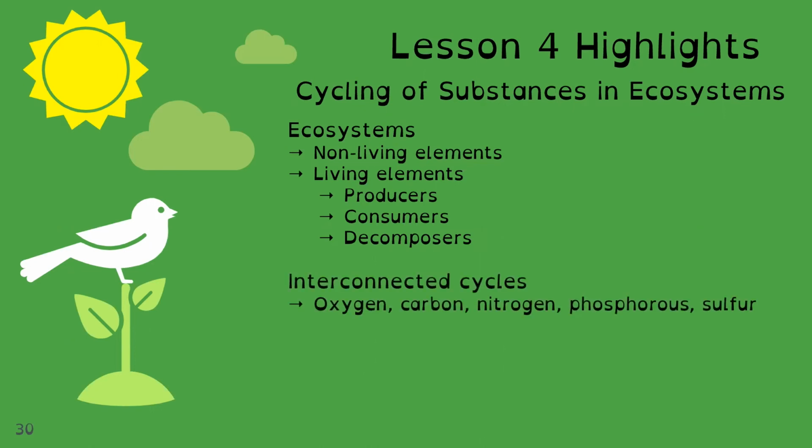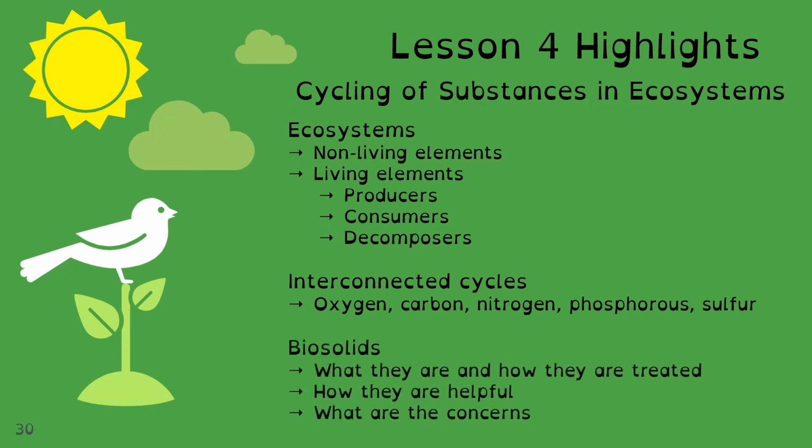So then we talked about the interconnected cycles of these substances. What are the producers, consumers, and decomposers cycling through and reusing in order to sustain life? Particularly we looked at oxygen, carbon, nitrogen, phosphorus, and sulfur. And each of them had their different cycles, where these nutrients move throughout in different ways with the help of the producers, consumers, and decomposers, as they transfer from one state to another state. And then we talked about biosolids and how this is a method of dealing with human waste, figuring out what to do with it, and how it isn't just waste or a pollutant, but how it can be helpful, though there are some concerns as well, in terms of using biosolids as fertilizer or to help grow things.